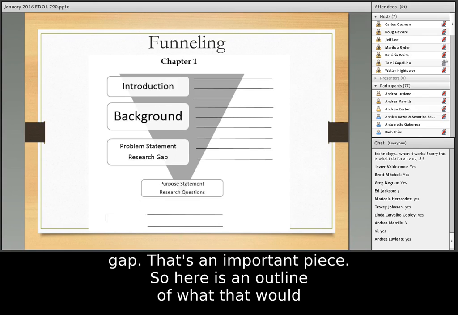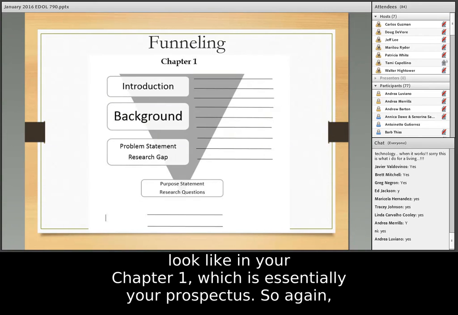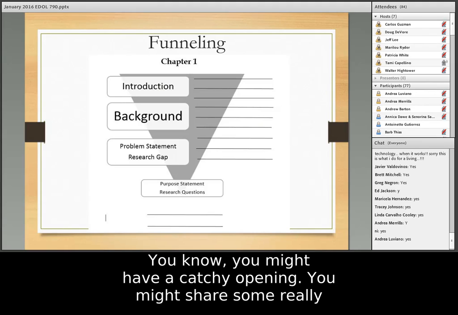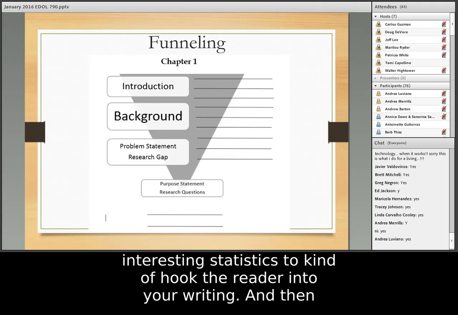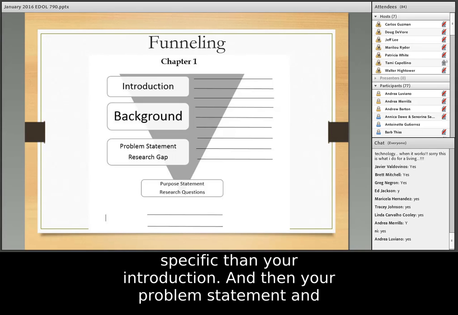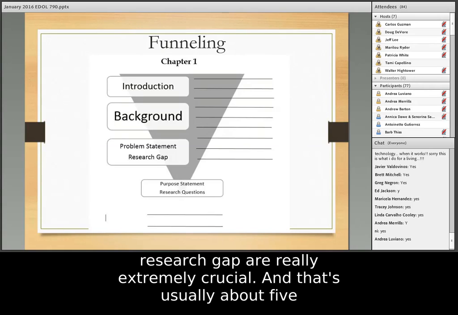So here's an outline of what that would look like in your Chapter 1, which is essentially your prospectus. So again, typically your introduction is building kind of that suspense for the reader. You might have a catchy opening. You might share some really interesting statistics to kind of hook the reader into your writing. And then as you get into the background, again, that's going to be a little bit more specific than your introduction.